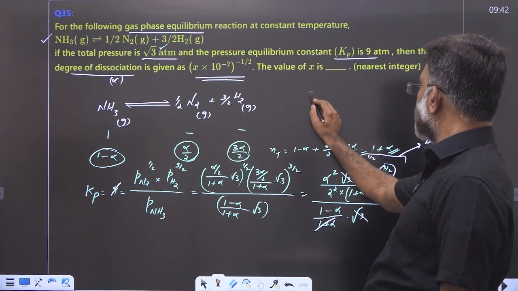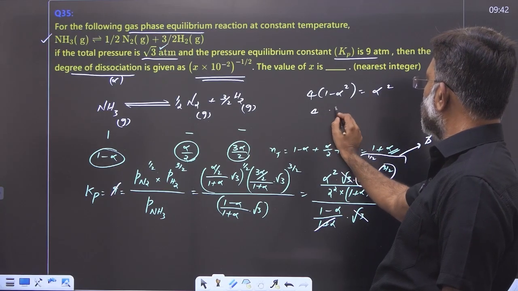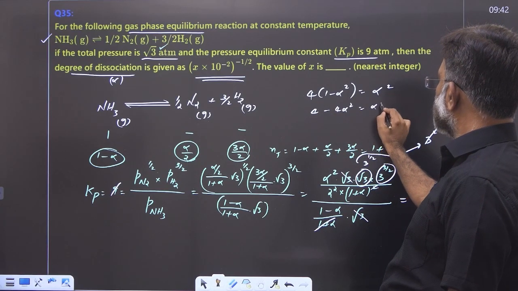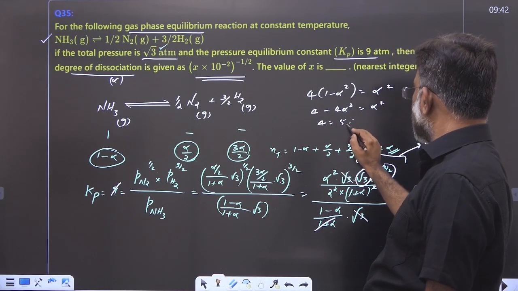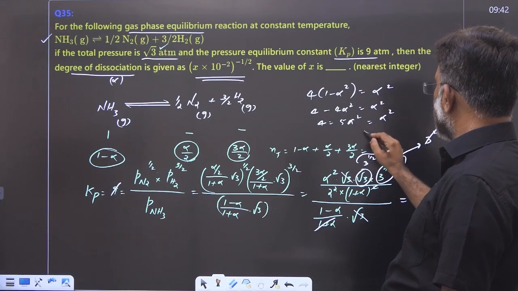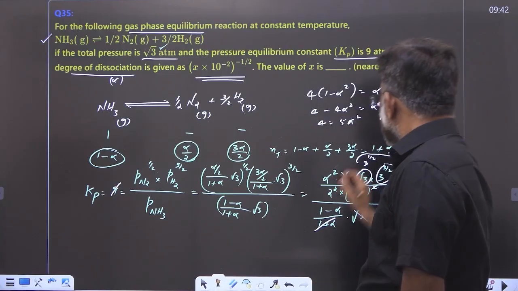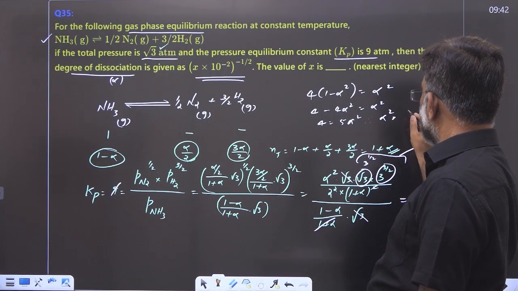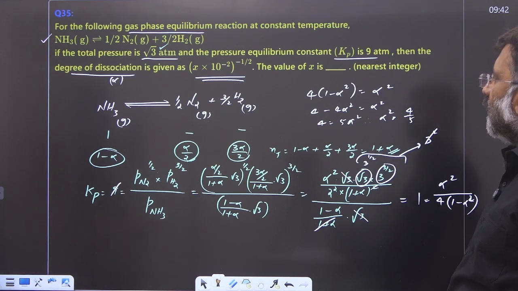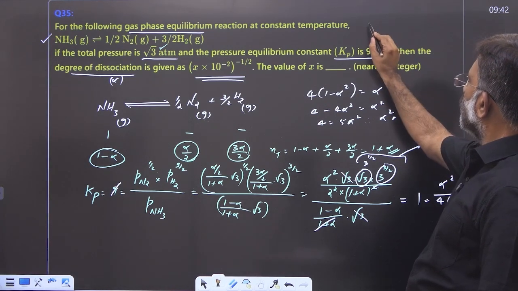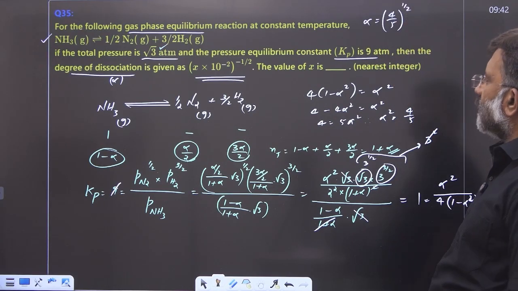So that you get 4 into 1 minus alpha square equal to alpha square. 4 minus 4 alpha square equal to alpha square. 4 equal to 5 alpha square എന്ന് കിട്ടും. Therefore, alpha square equal to 4 by 5 എന്ന് കിട്ടും കേട്ടോ. നമുക്ക് വേണ്ടത് ആൽഫയാണ്. So, alpha equal to 4 by 5 raised to half എന്ന് എഴുതാം.